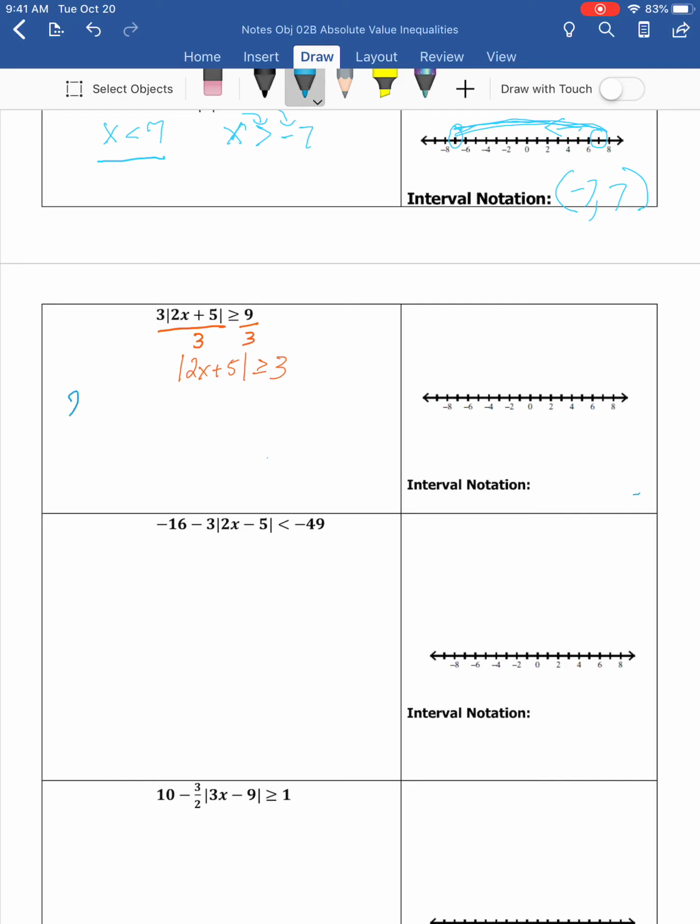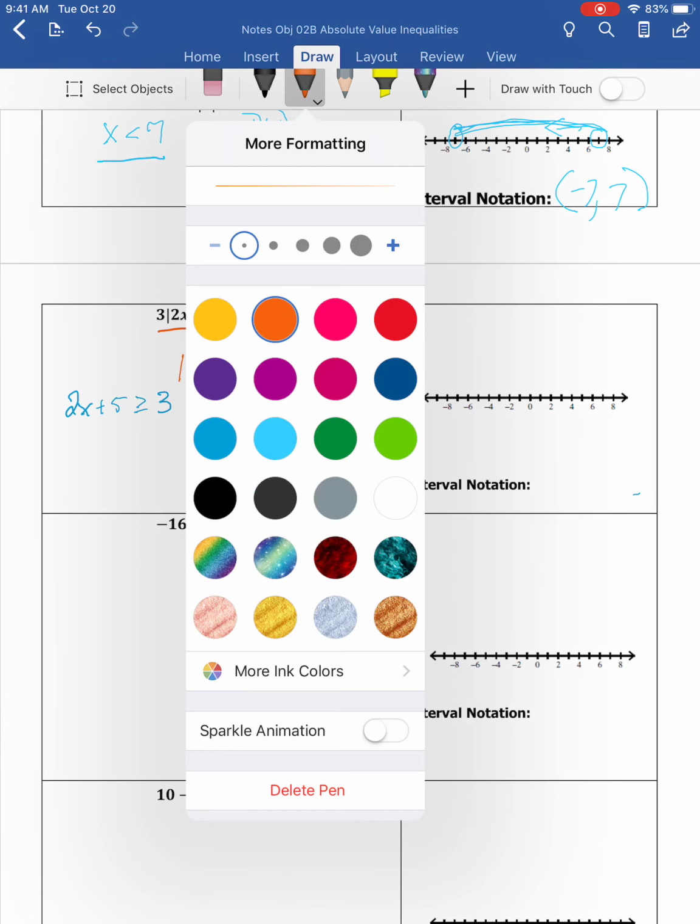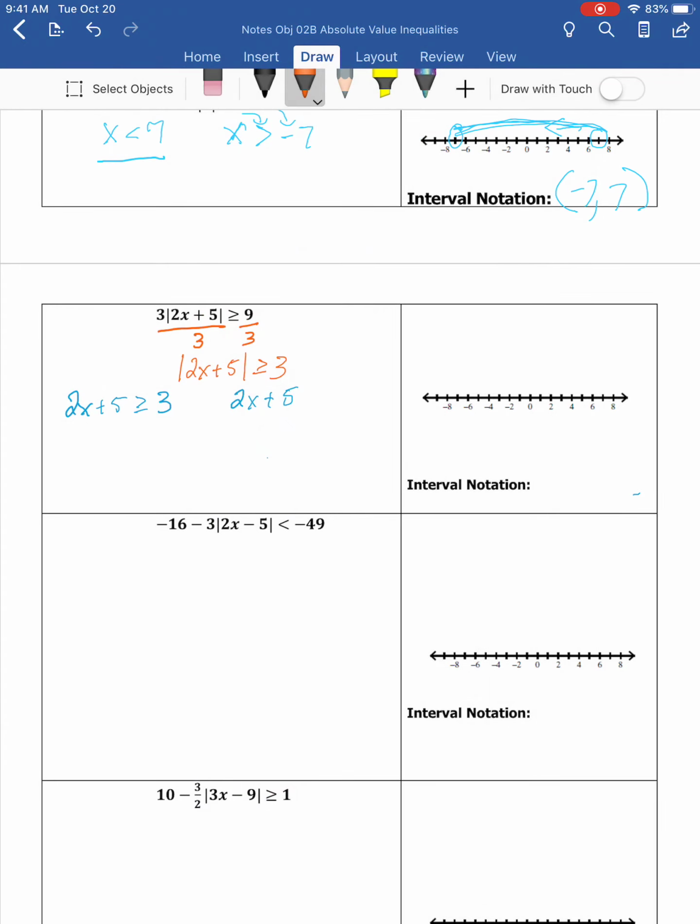So I'm going to solve this: 2x plus 5 is greater than or equal to 3. Then I'm going to keep the 2x plus 5, that doesn't change, but I'm going to switch this around. So instead of greater than or equal to, it's going to be less than or equal to, and instead of positive 3, it's going to be negative 3. And that's just because we're thinking about solutions to the right and solutions to the left. That's why you switch it, because if we're going to the left, it's going to go to less than. It's going to be the opposite, or greater than, just depending on what we're talking about.